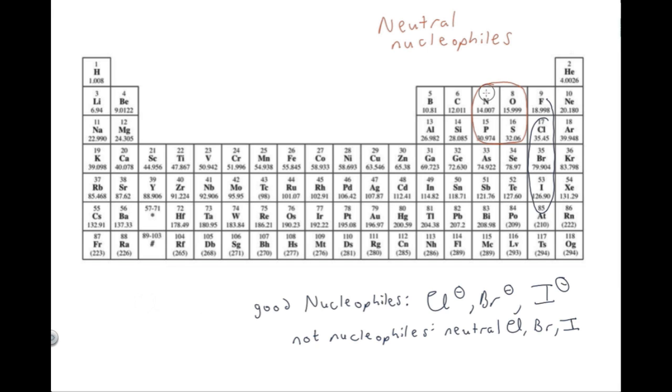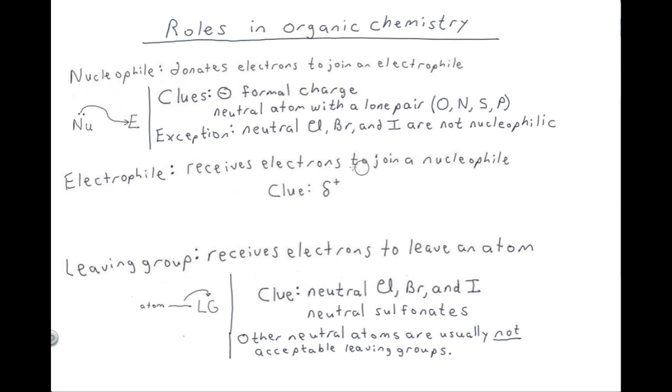So again, these are the elements that we can use as nucleophiles even when they're neutral. These are the neutral nucleophiles circled in red. To review, how do you identify a nucleophile? Well, first, look for an atom with a negative formal charge. But if you don't see any negative formal charges, next look for a neutral atom with a lone pair. That basically means neutral oxygen, nitrogen, sulfur, or phosphorus. But keep in mind that we do not use neutral chlorine, bromine, and iodide as nucleophiles, even though they have lone pairs. Those are leaving groups.